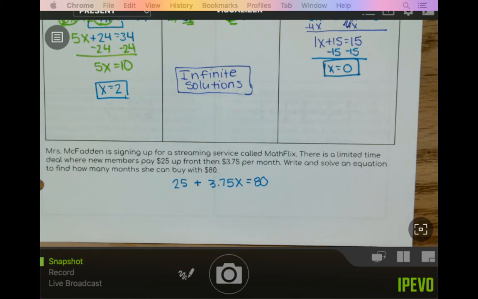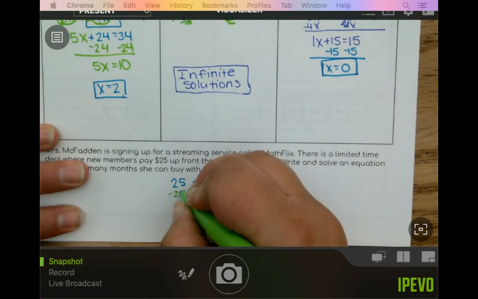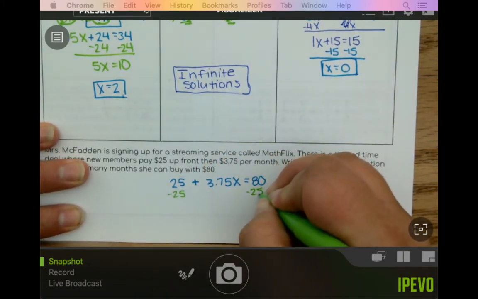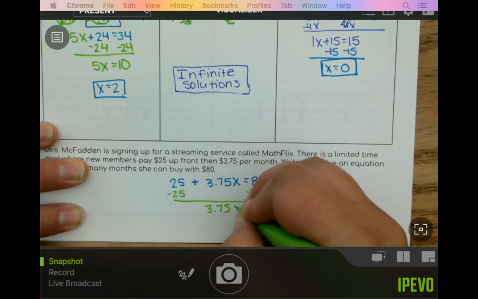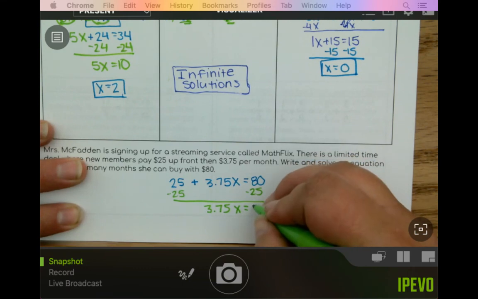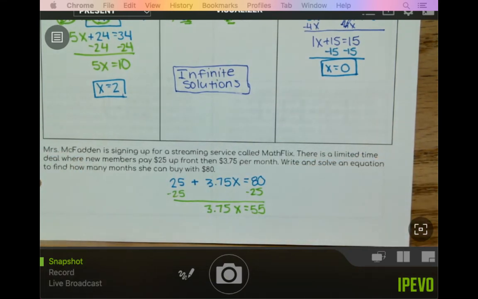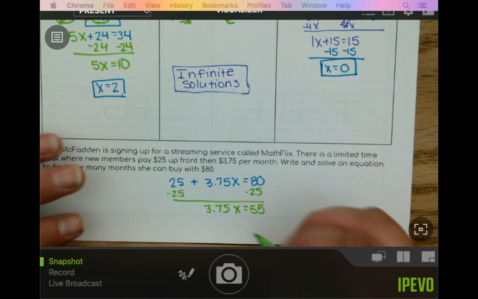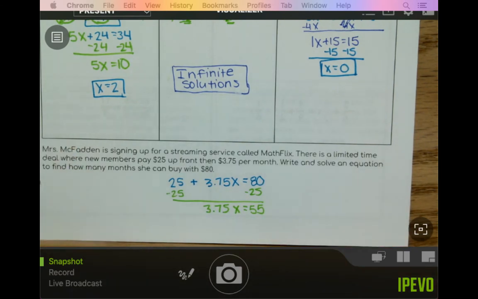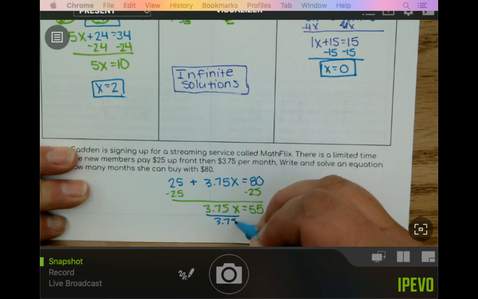I know there's some decimals in this one, so I'm going to go ahead and let you know that after you subtract this 25, you're going to get 55. Meaning, after I take out my $25 up front, I have $55 left to spend. I need to figure out how many months that will get me at $3.75 a month. When I divide by $3.75 on both sides, no, this is not a typo. This is the way the problem is supposed to work.